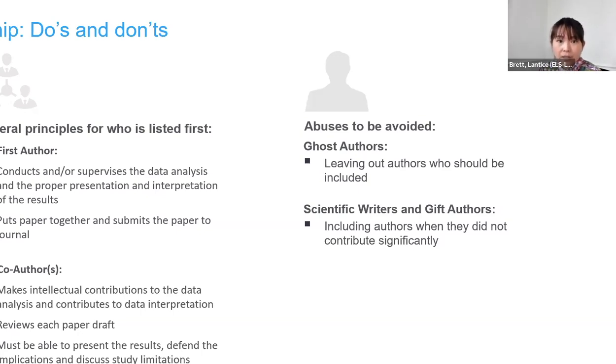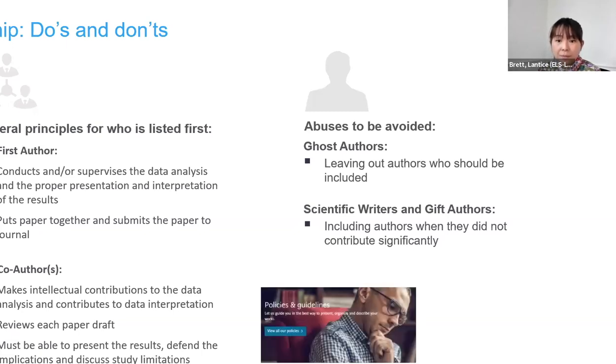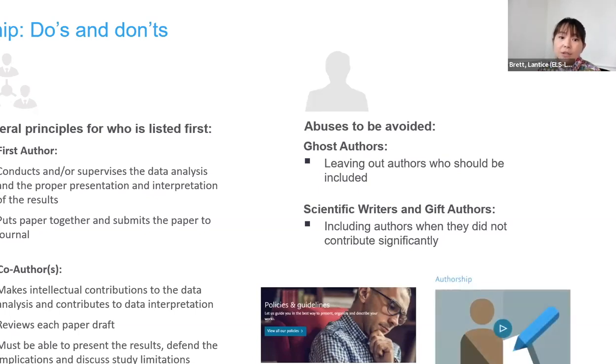You should always avoid ghost authors. A ghost author is someone who has contributed to the work but was left out from the author list. And you should also avoid gift authorship. That means including authors who did not contribute to the work. And you must be consistent in how you write the author names. If you feel you need more information, Elsevier policies and guidelines can be found on our elsevier.com page. And we also have an authorship training module on the Researcher Academy platform.